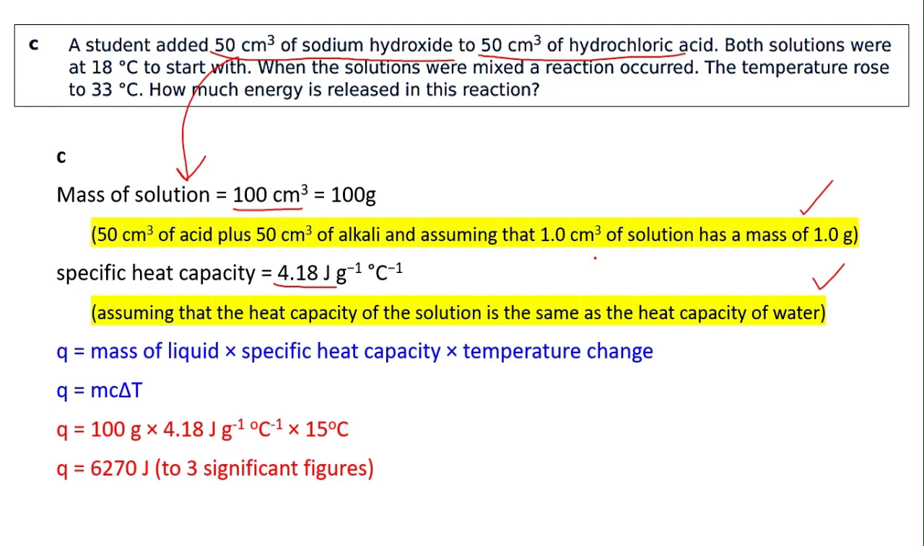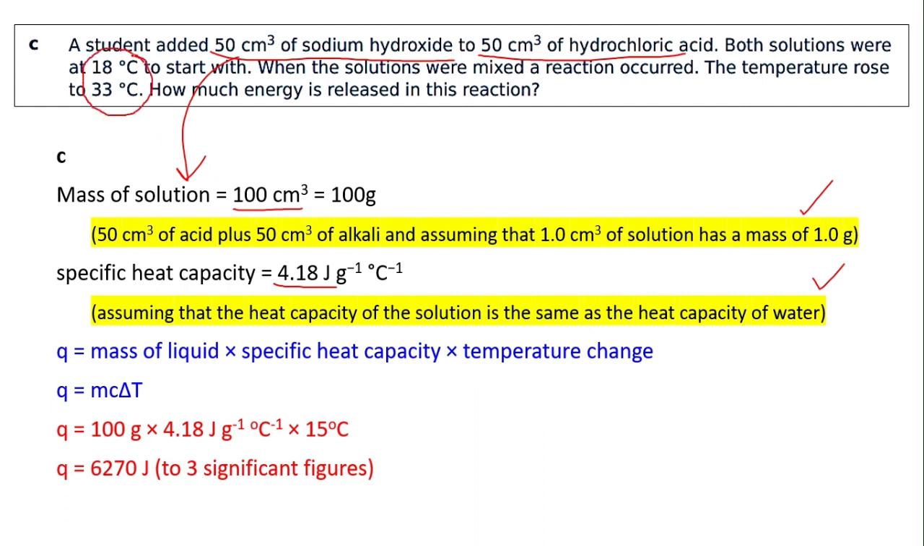Now we can apply the same formula, Q is equal to mc delta T. In place of the m, all the liquid mass, plus the specific heat capacity of the liquid, which we are assuming is the same as water. So it should be equal to 4.18, multiplied by the temperature change. So we have 33 degrees Celsius and 18.